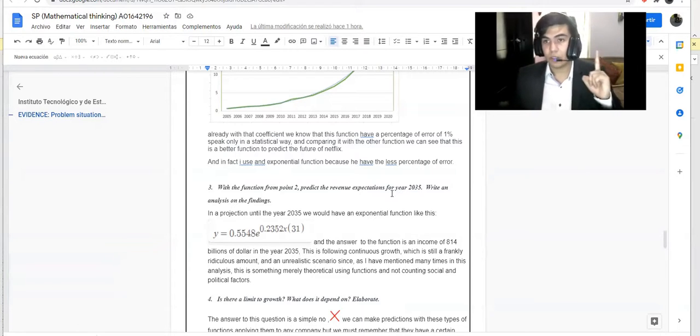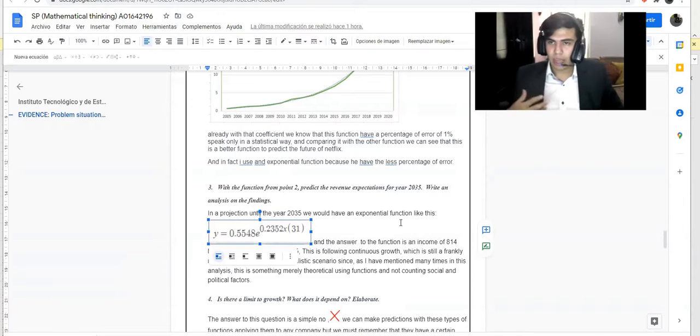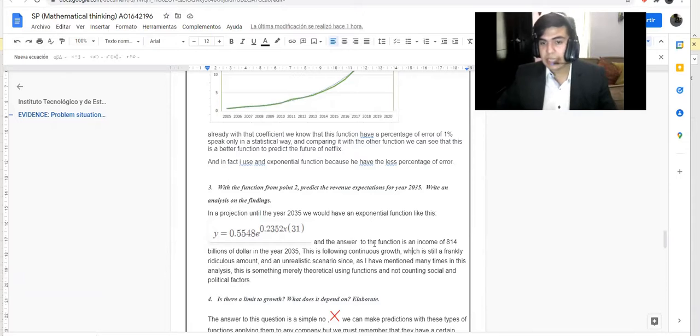Will we have a function to predict this? In the projection of the year 2035, this is the function that we will have: y equals 0.55 and 48 exponential 0.23 and 52x. These are the potentials of GD1. And the answer to this function is an income of $814 billion in the year 2035.